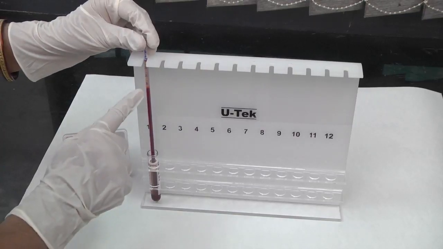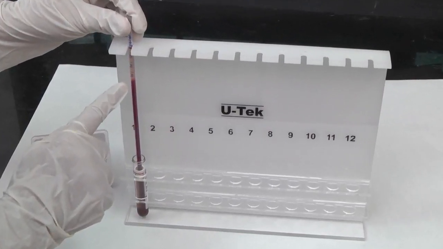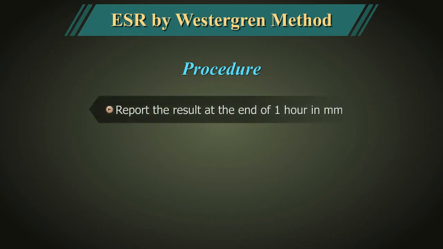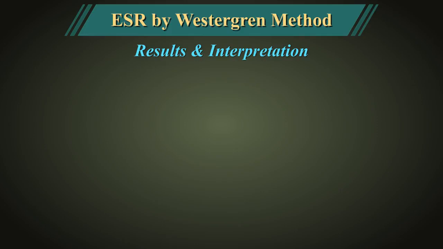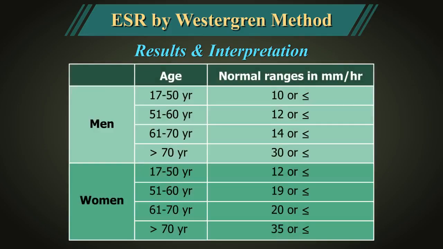Exactly after 1 hour, note the level to which the red cell column has fallen. Report the result in terms of millimeters at the end of 1 hour. After a series has been read, tubes and pipettes are disposed of intact as per waste disposal guidelines. Results and interpretation: the reference ranges of ESR for males and females are as follows. In childhood and adolescence, the ESR is the same as for men below 50 years, with no difference between boys and girls.